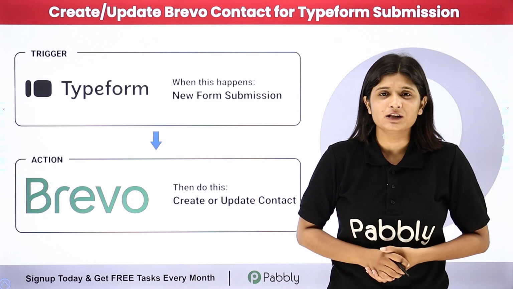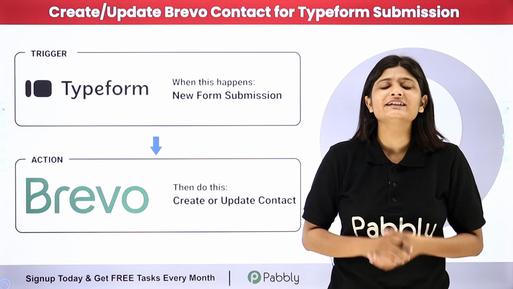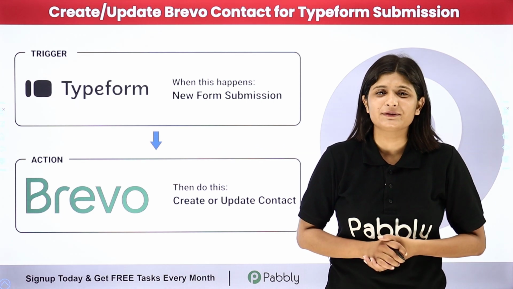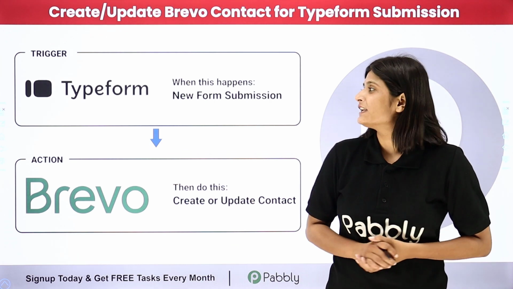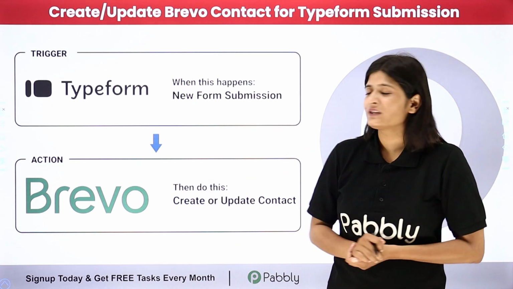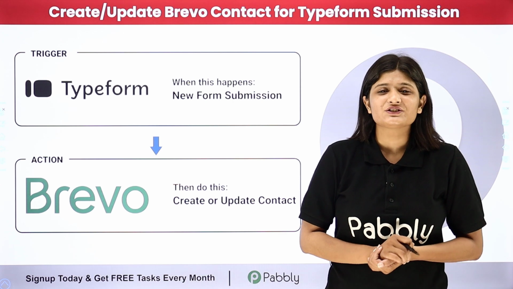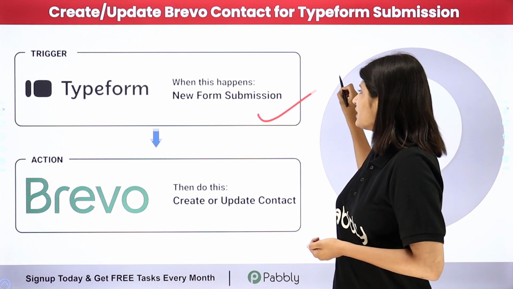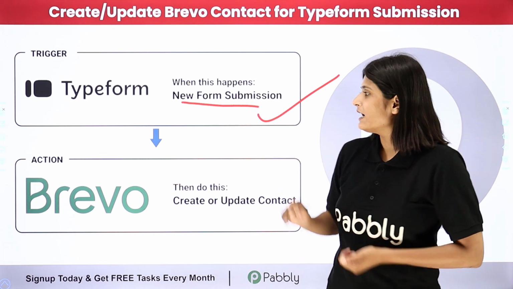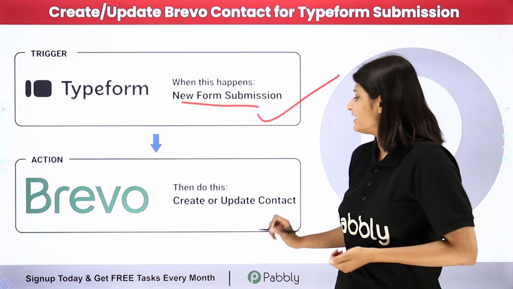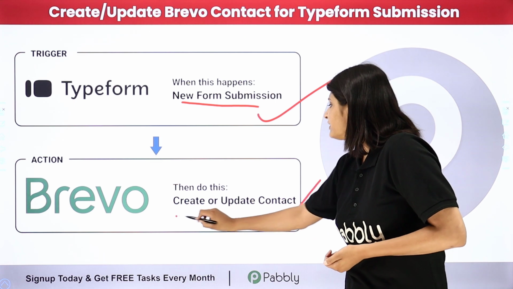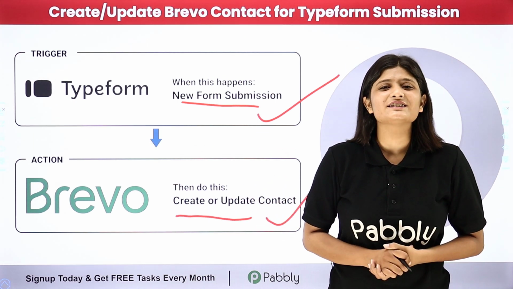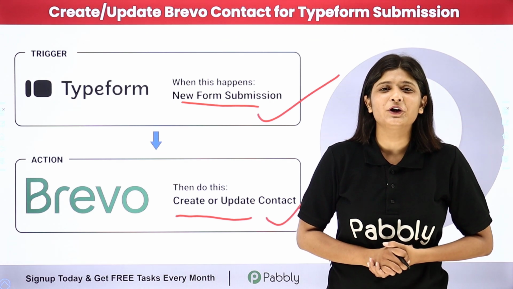I can do this with the help of Pabbly Connect. Pabbly Connect is an amazing automation and integration software which requires no coding or programming skill. I just need to build a connection between Typeform and Brevo. Pabbly Connect runs on two principles, which are triggers and actions. Here as my trigger application, I will take Typeform where the new form submission will be made, and in my action application I will take Brevo where the contact will be created or updated automatically. If you want to learn this amazing automation step by step, let me take you all to my screen.